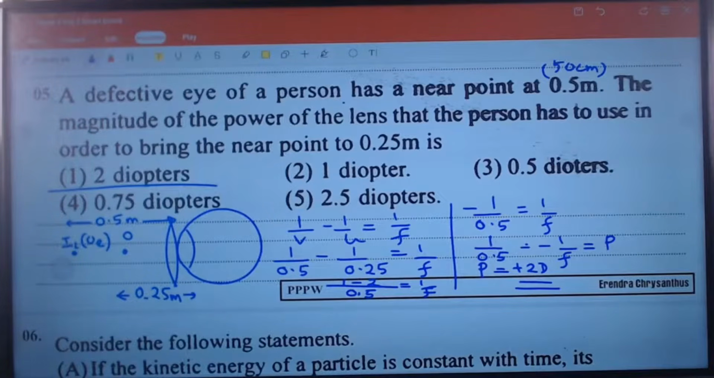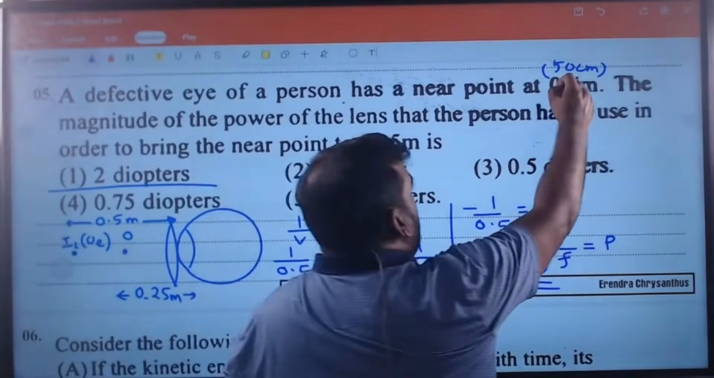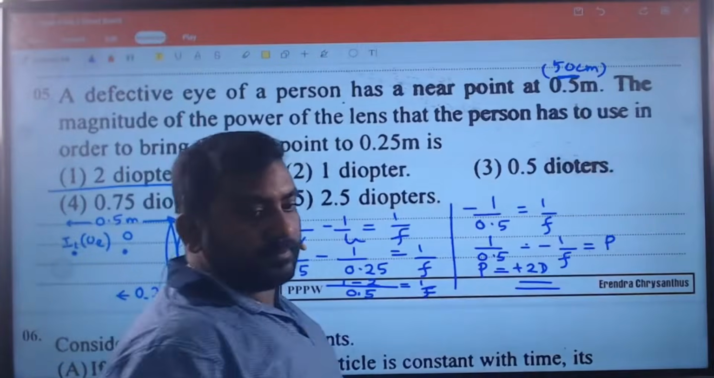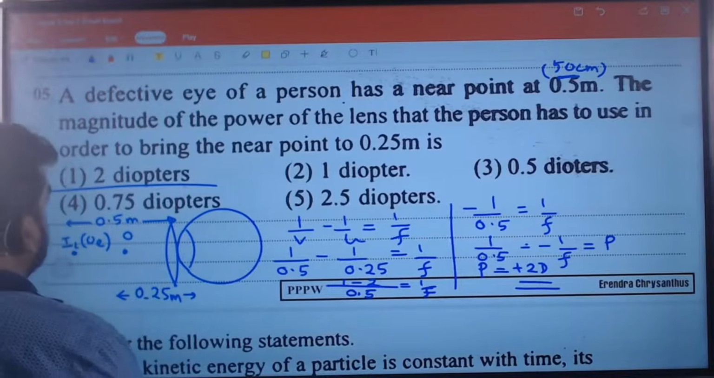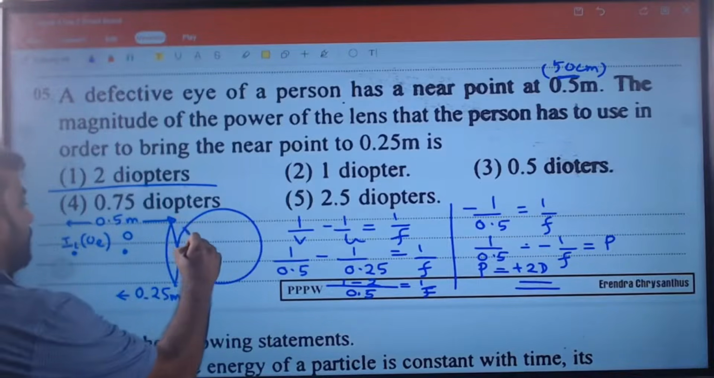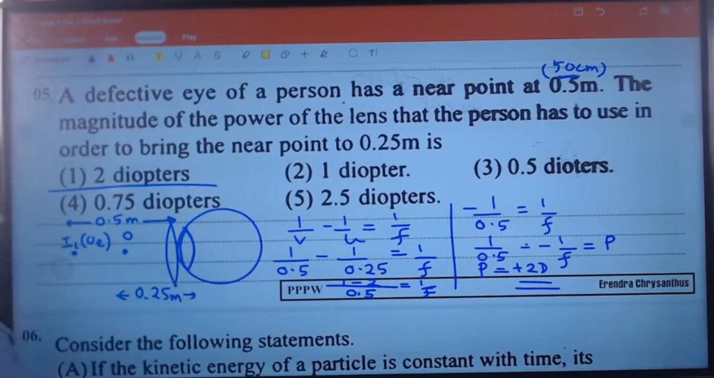Since the near point is at 50 centimeters from the eye, this is a far-sighted person.